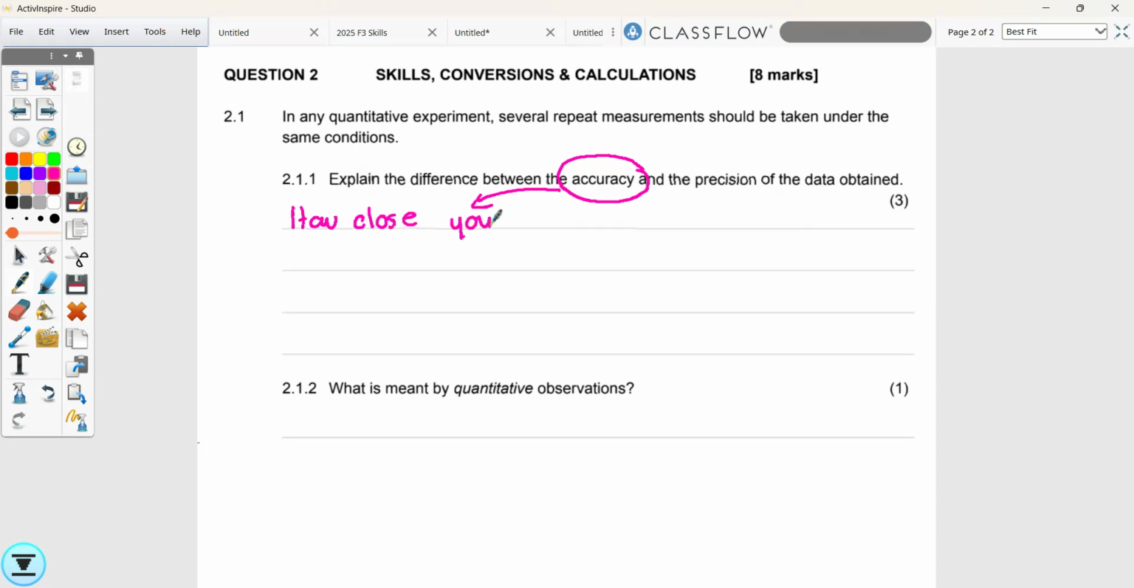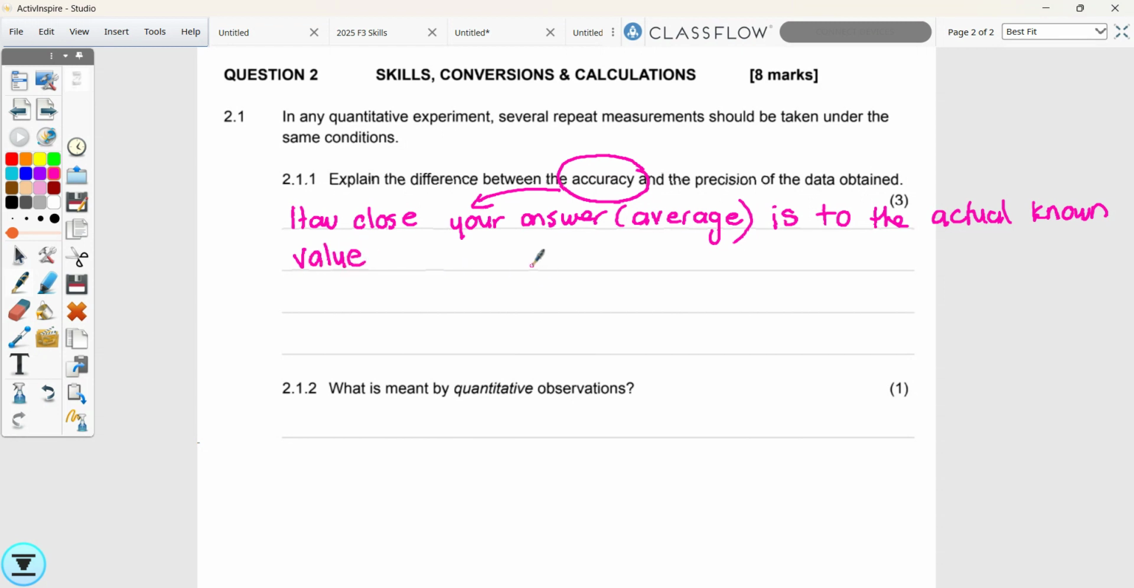Your answer or your average. There's not always an average. But if there is an average, then you're not going to say how close your answer is. You're going to say how close your average is to the actual known value. If you write all of that, then you must get full marks.